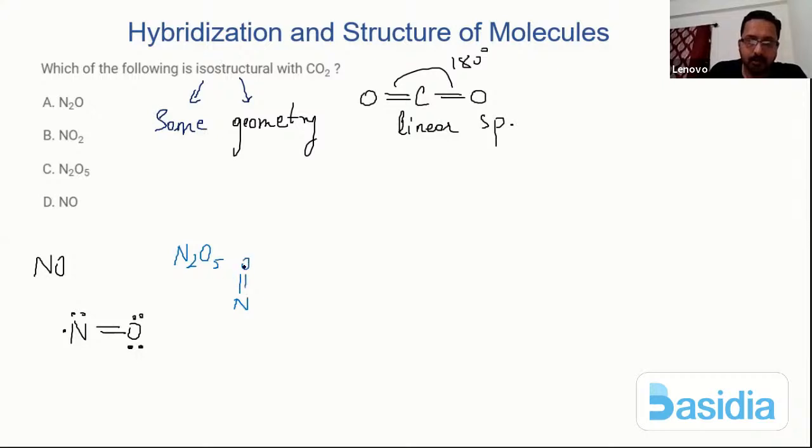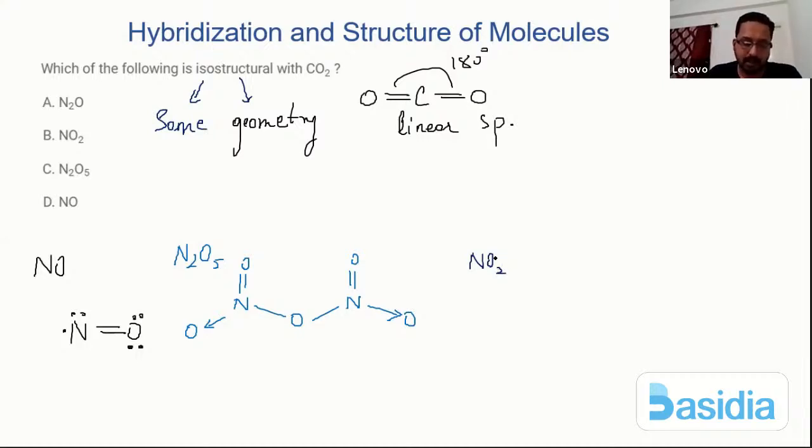Nitrogen sits over here, double bond oxygen, coordinate bond oxygen, then you have an oxygen linked over here, then the nitrogen, double bond oxygen, then you have a coordinate bond oxygen over here. Okay, so this is your N2O5 structure. Now let us move on towards the NO2 structure.